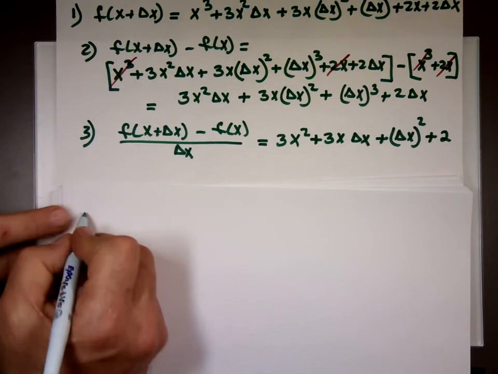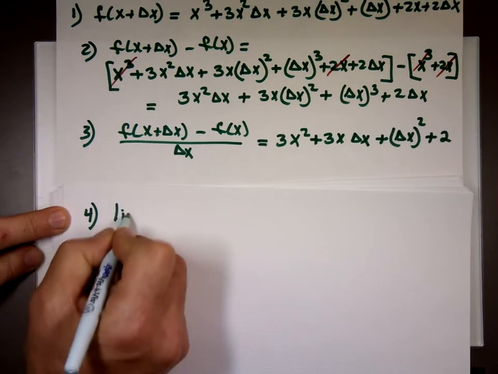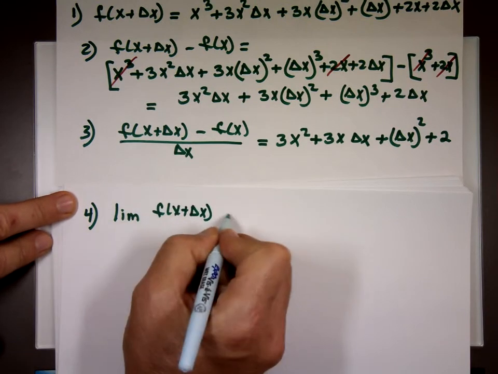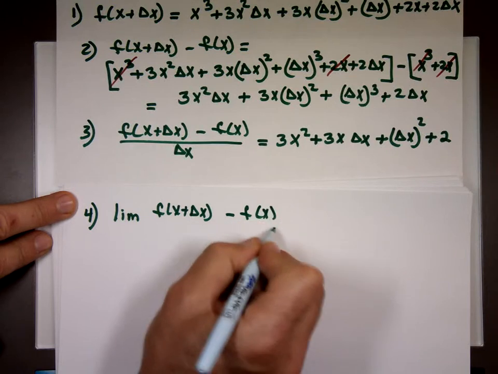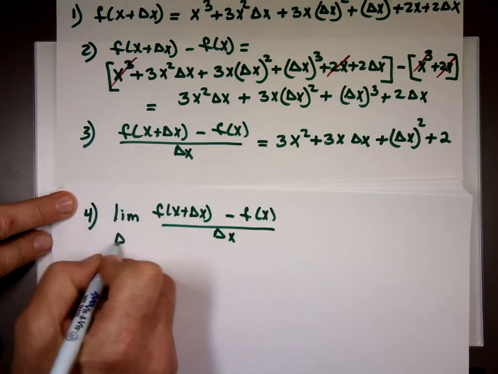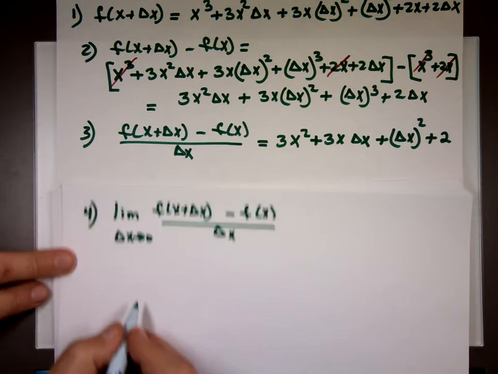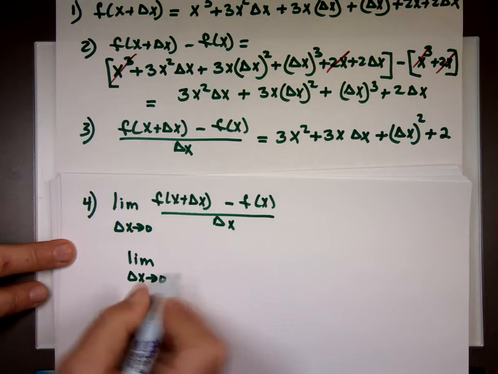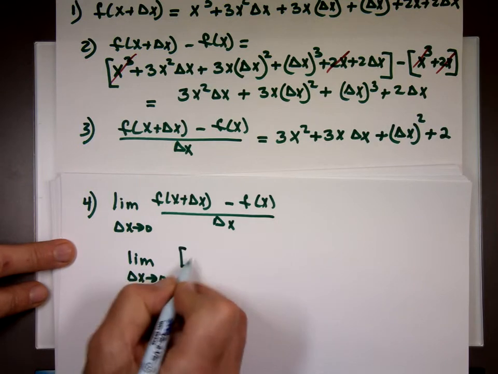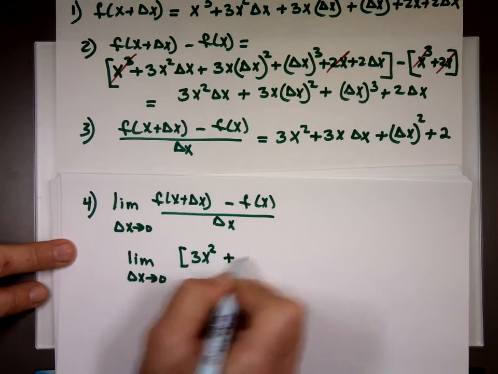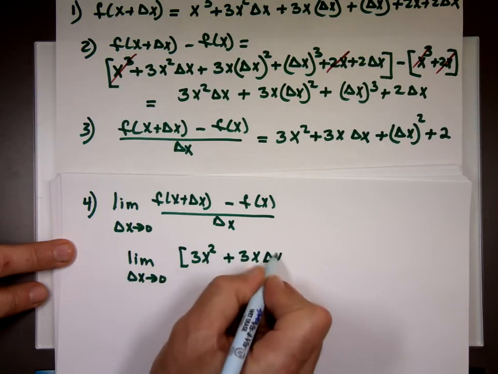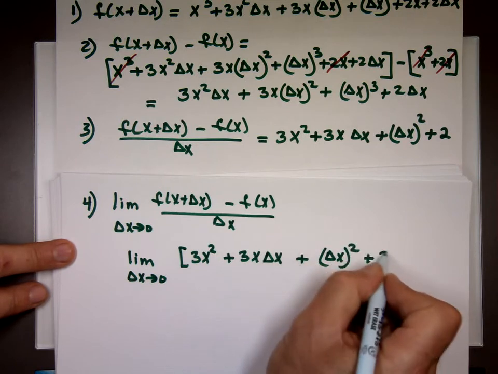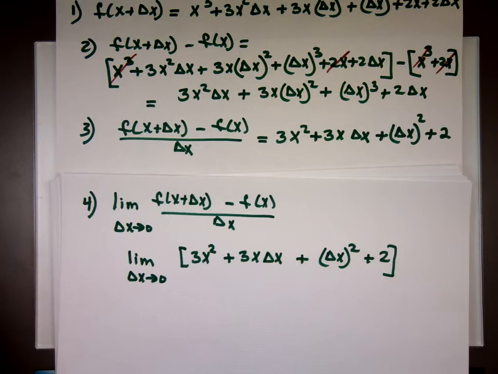Step number 4, last one. Take the limit of f of x plus delta x minus f of x over delta x as delta x approaches 0. What is the limit of the answer from step number 3? That's 3x squared plus 3x delta x plus delta x squared plus the 2. Remember, you're replacing delta x with 0, not x.